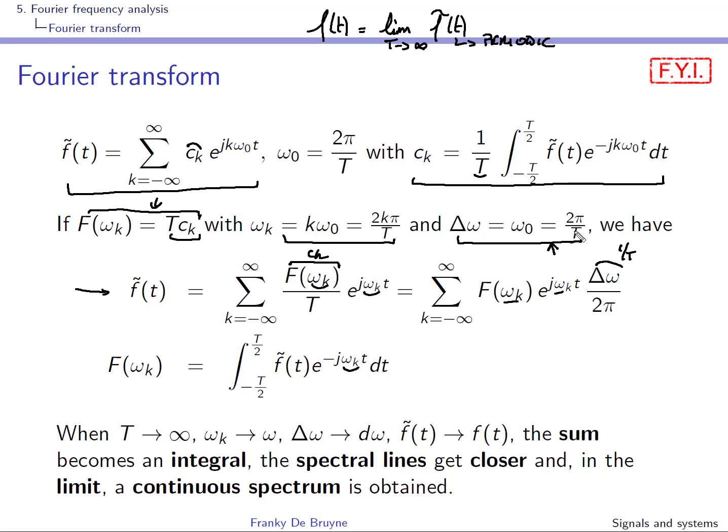Okay, so we'll have something that becomes infinitesimal, so delta omega becomes d omega, and these harmonics of the fundamental will become closer and closer until you get a continuum. Okay, so you obtain a continuous variable. Omega k tends to omega, and the sum over here will become an integral.